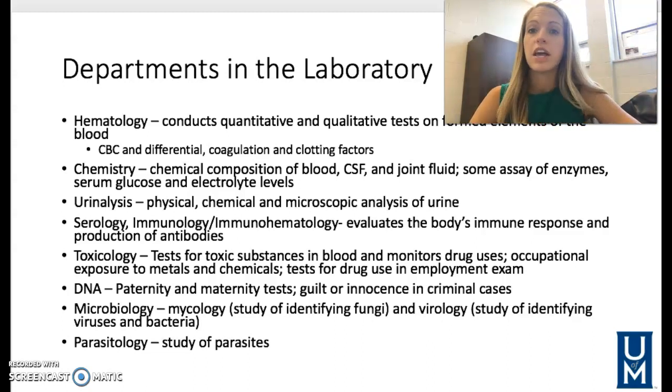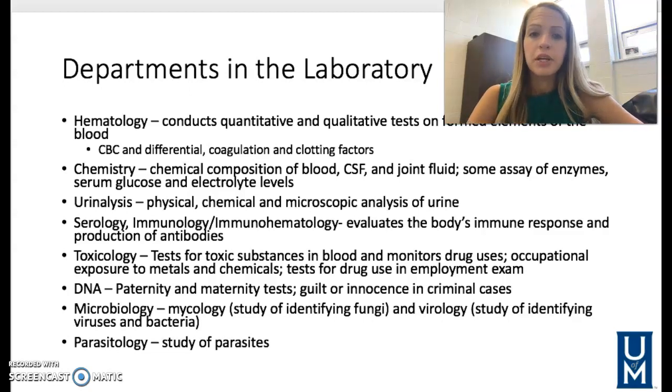Some medications like lithium have to be given and held at a certain level within your bloodstream to be effective. So it's not just illegal drugs like cocaine and heroin and things like that they're looking for. Sometimes they're actually looking at prescribed drugs to make sure that they are having the right response. But yes, this is also the department that would be processing drug screenings for like employment reasons.